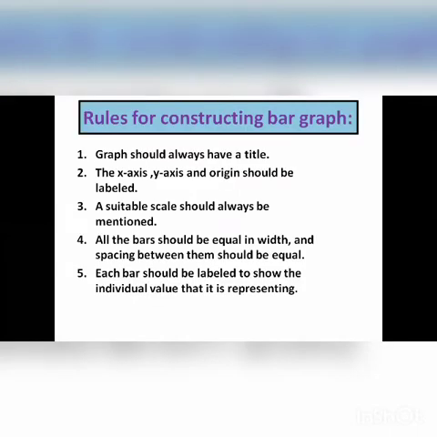For constructing bar graphs, there are certain rules which should be followed. First, the graph should always have a title. Secondly, the x-axis, the y-axis and origin should be labeled. Third, a suitable scale should always be mentioned. Fourth, all the bars should be equal in width and spacing between them should be equal. Next, each bar should be labeled to show the individual value that it is representing.